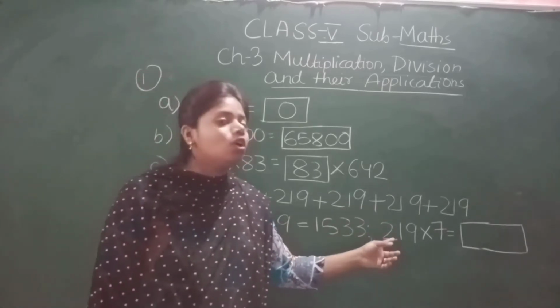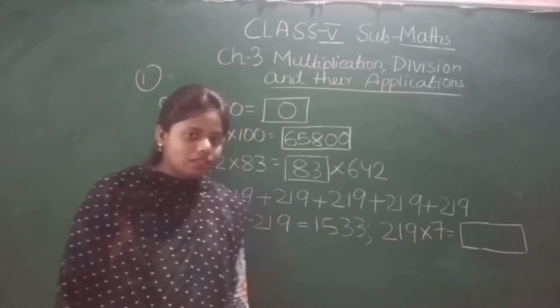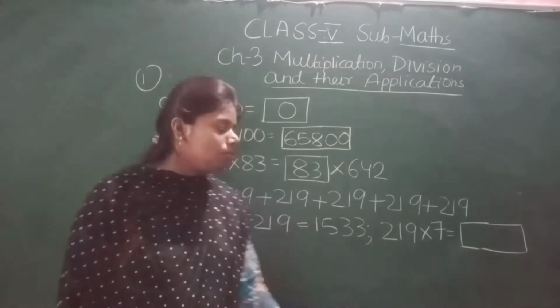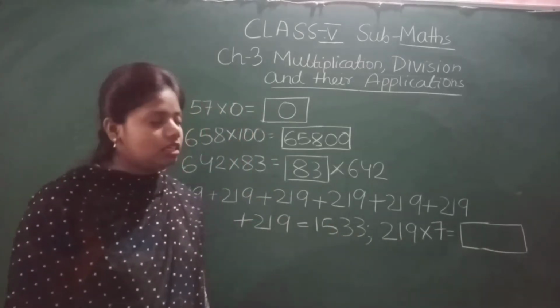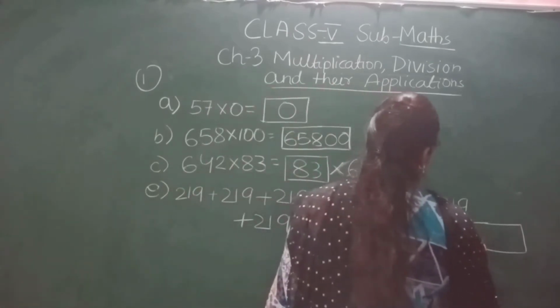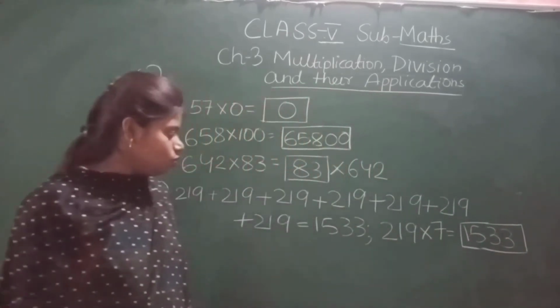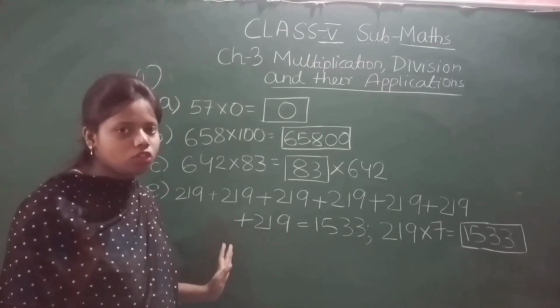Okay, and we have to multiply and get the answer. So the answer is already here only. Okay, 219 into 7 will be how much? 1533. Okay, so this was about question number E.